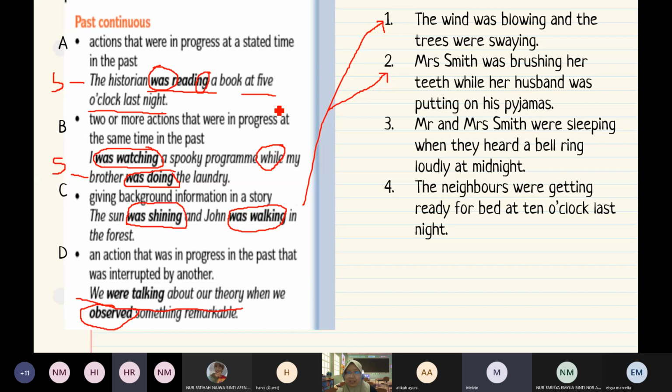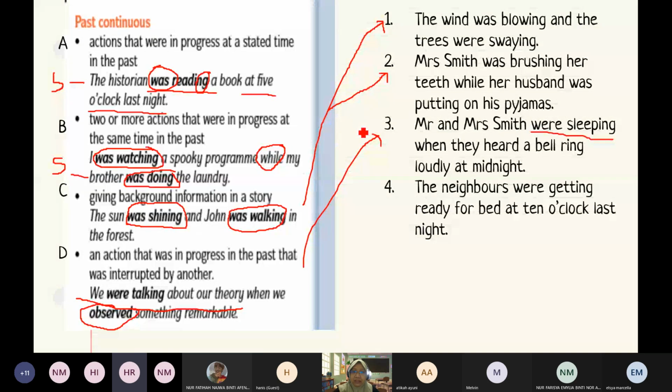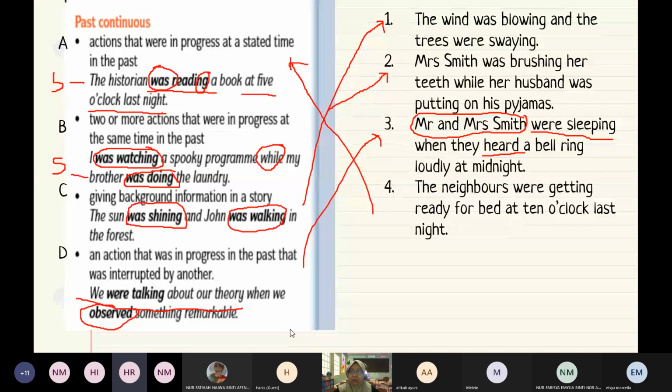Yes. D. The first one, this is were sleeping. They use were because Mr. and Mrs. Smith, 2 person. That's why they use were, plural. So this is the first action. The second one, here come the second action. All right, number 4 is of course A. Okay, now I'm going to show you a video clip.